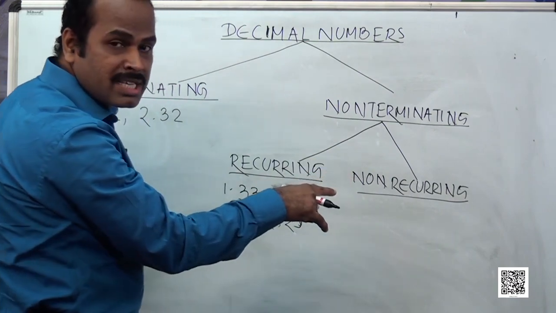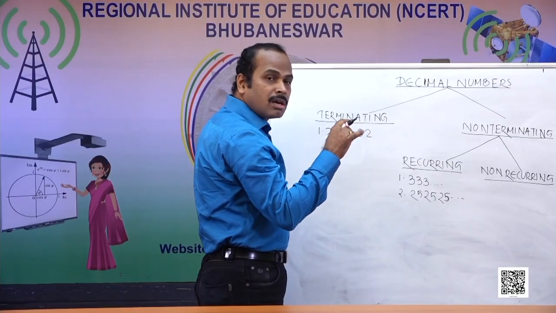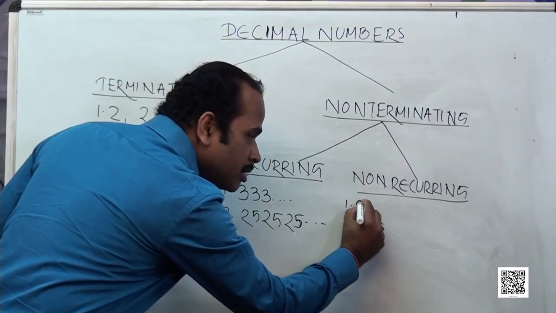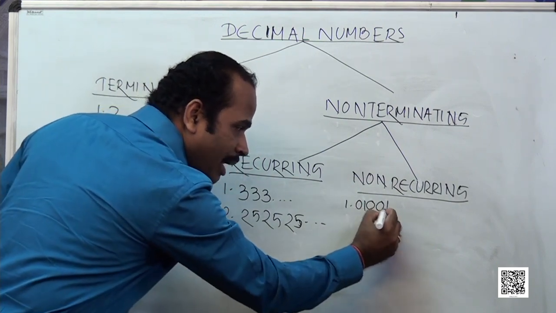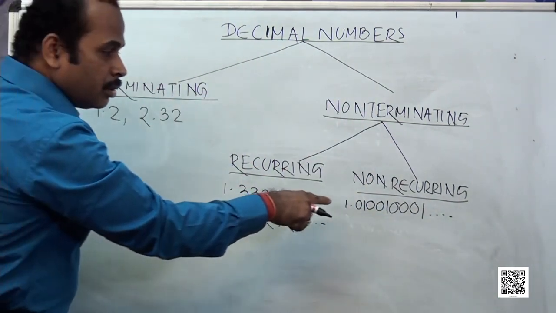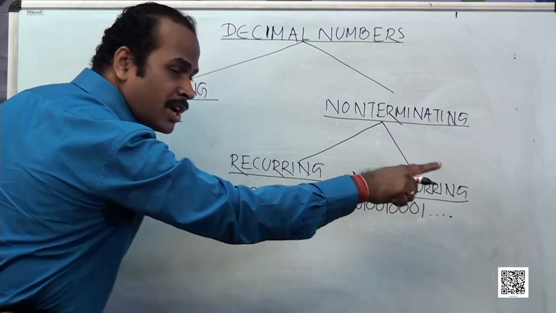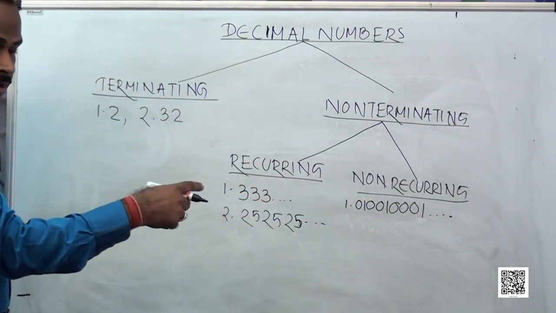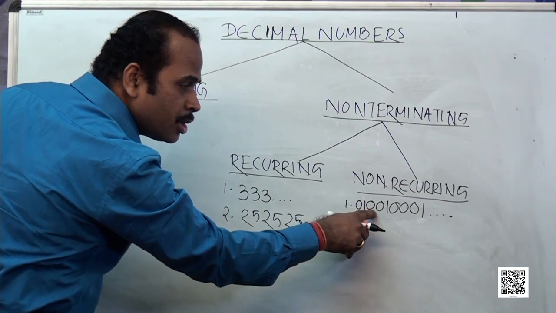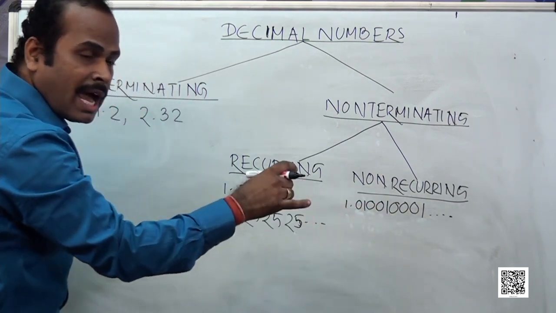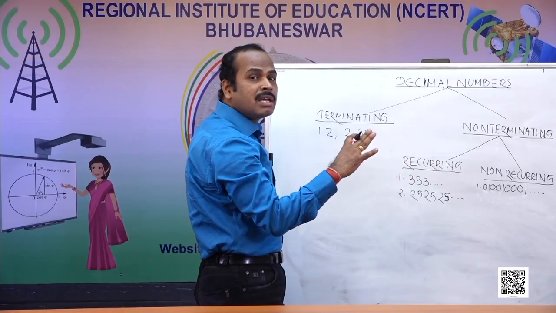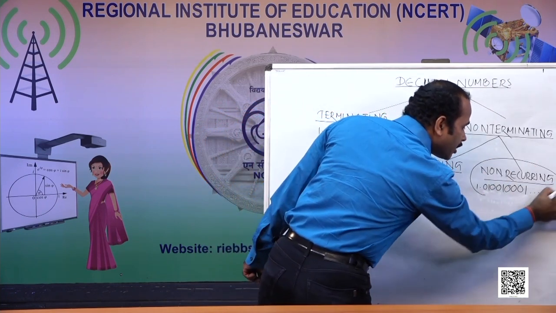But there exist some decimal numbers which are not terminating and also not recurring. For example, let me write one example: 1.01001 and so on. In such a case, you will find that though it is not terminated at any place, it extends, but no part of this number is recurring. Here I find a pattern of numbers: it is 01, it is 001, it is 0001. I cannot say any particular part of this number is repeating. It is coming in patterns, so it will not be considered as repeating. Such numbers are non-recurring numbers.